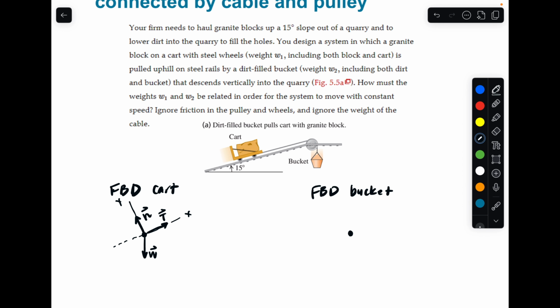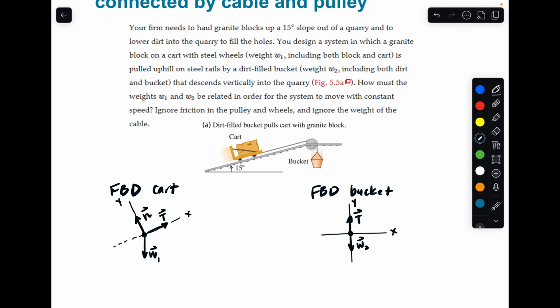So the bucket is on a level, we don't have to rotate our coordinate system here. So we can have a coordinate system that is straight up and down, usual business. Bucket is going to feel its own weight, right? Weight 2. And it's going to feel tension due to the rope connecting the cart and the bucket.